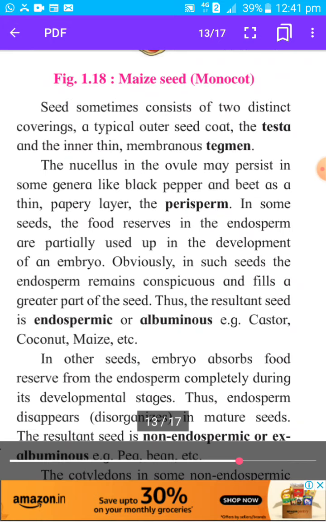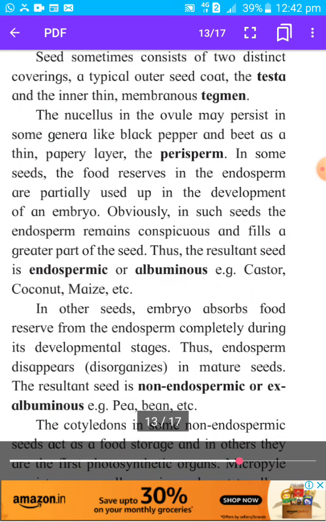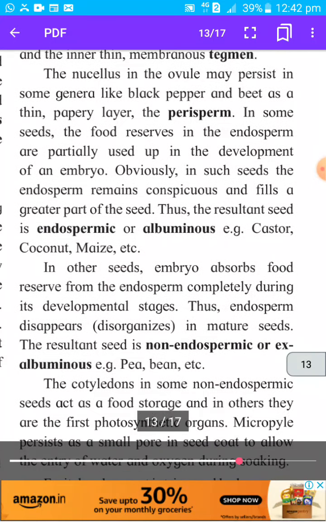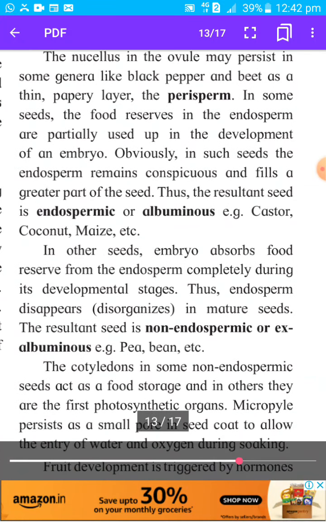So the nucellus we have studied is present in the ovule. Sometimes it remains as it is up to the development of the seed, and it looks like a papery layer, which is called the perisperm. Example, black pepper. In some seeds the food reserve in the endosperm is partially used in the development of the embryo. Obviously in such seeds the endosperm remains conspicuous and fills a greater part of the seed.